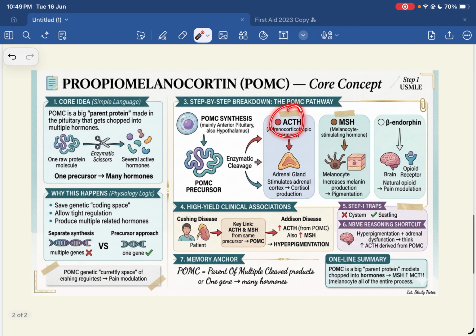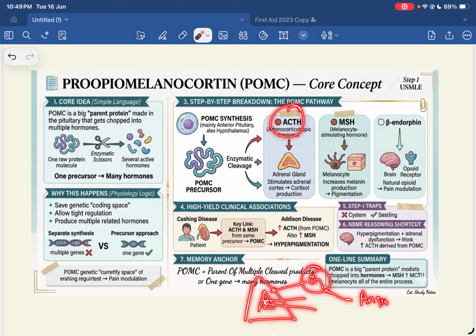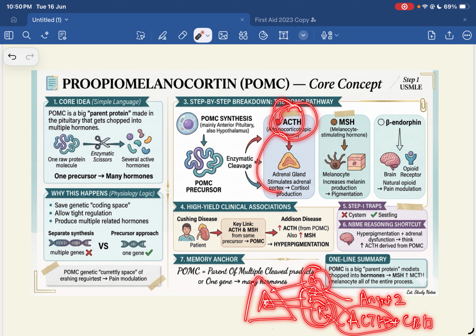So this ACTH, as we know, the adrenal cortex has three portions, right? Glomerulosa, fasciculata, and the reticularis part. The glomerulosa is mainly stimulated by angiotensin 2, whereas the fasciculata and reticularis are mainly stimulated by ACTH and the corticotrophin releasing hormone. So now this ACTH is going to act on the fasciculata and reticularis. Now ACTH is going to increase the levels of cortisol.